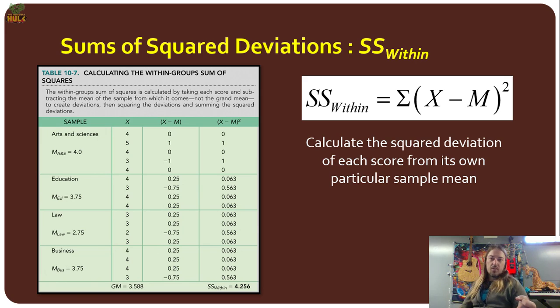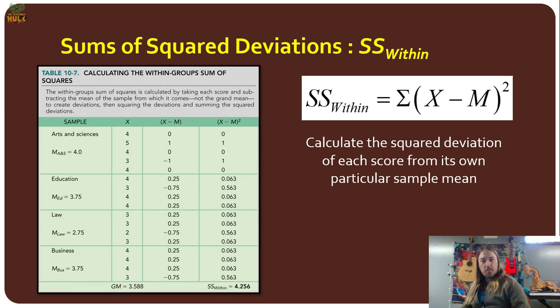We square it, it's still a 0. Do it for each of those. 5 minus 4, and then squared. 4 minus 4, and then squared. 3 minus 4, and then squared. And 4 minus 4, and then squared. Then when you get to education, you do the same thing, but you're using the mean of education, right? So 4 minus 3.75, and then squared. 3 minus 3.75, and squared. Keep doing this. When you get to law, use the average for law, and when you get to business, use the average for business.